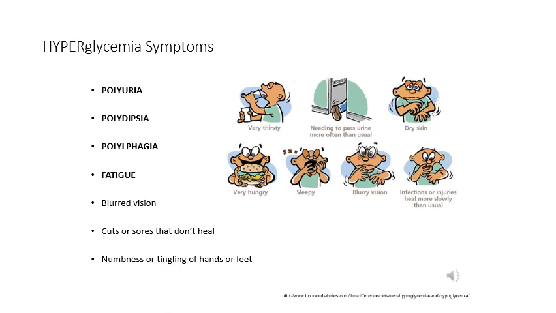We think of the 3 Ps: polyuria, polyphagia, and polydipsia. And then there are some other ones: the fatigue, change in vision, blurred vision, of course, sores that won't heal, infections and things that are more frequent, numbness or tingling of the hands and feet. So again, just a nice visual for you that we can also use in education as well.